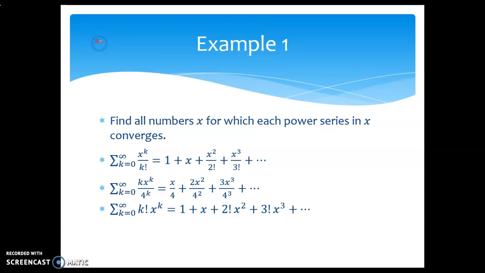Let's say a_n for problem number 1 is equal to x raised to the power of n over n factorial. a_(n+1) is going to be x raised to the power of n plus 1 over n plus 1 factorial. So then we take the limit as n goes to infinity of a_(n+1) over a_n. This is the way we find whether the series converges or not.